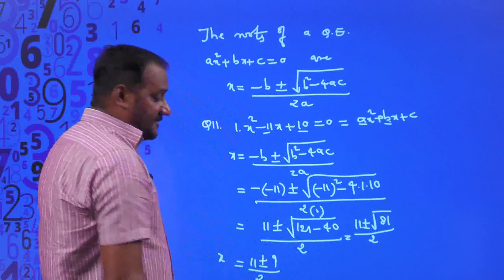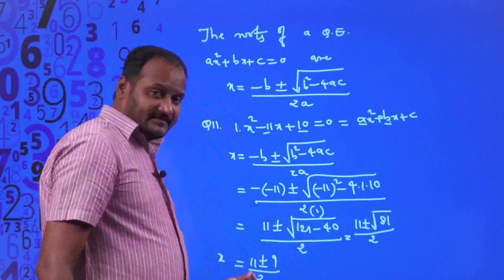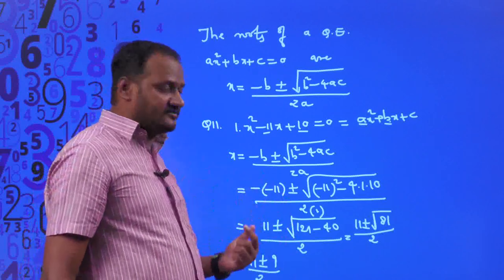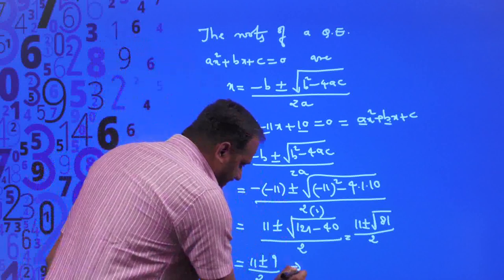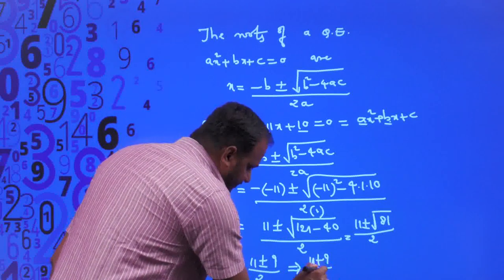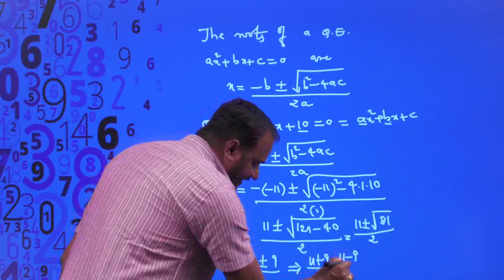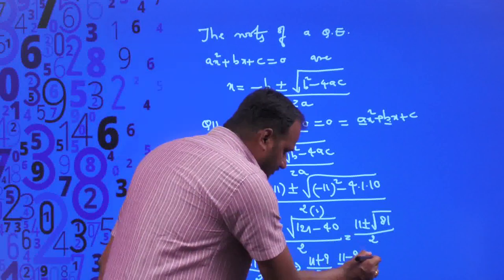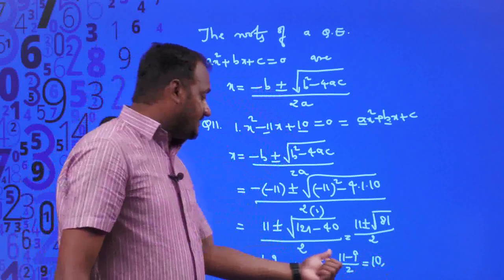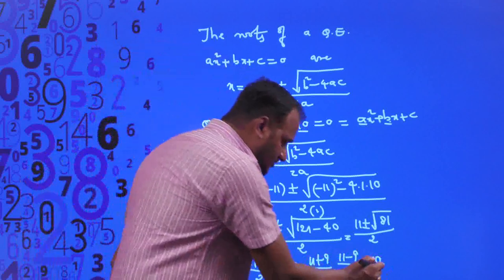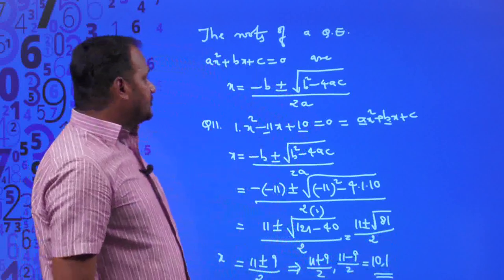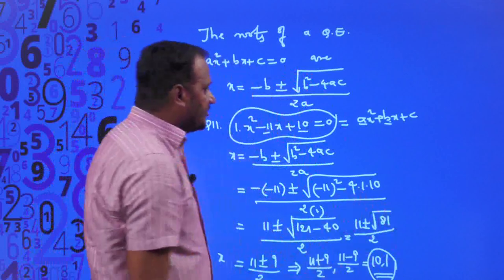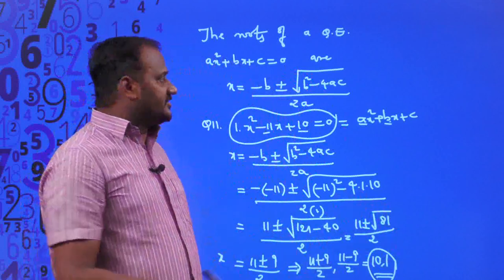This is the value of x. But there are two values of x by splitting this plus or minus. For getting one root, you use plus. For getting the other root, you use minus. So you can write it as 11 plus 9 divided by 2 is one root, and the second one is 11 minus 9 divided by 2. 11 plus 9 is equal to 20. 20 divided by 2 is equal to 10. So 10 is one of the roots, and 11 minus 9 is equal to 2, 2 by 2 is equal to 1, is the other root. So therefore, the roots of this quadratic equation are 10 comma 1. See how easily we can find the roots of this quadratic equation just by using this quadratic formula.